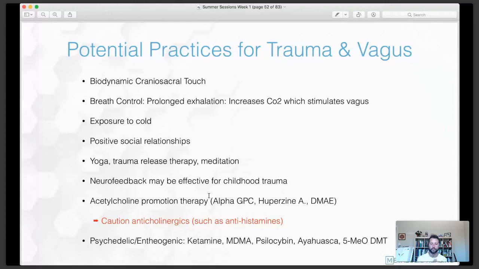What happens is that this raises the levels of carbon dioxide in the blood. I'm sorry, prolonged exhalation does that. I wanted to talk about hyperventilation later. I'm talking about prolonged exhalation. Sorry, got confused. Prolonged exhalation is when you're breathing out, making your exhale twice as long as your inhale. And that raises the levels of carbon dioxide in the blood. Carbon dioxide is a powerful sedative agent that stimulates the vagus nerve. And there's research on that.